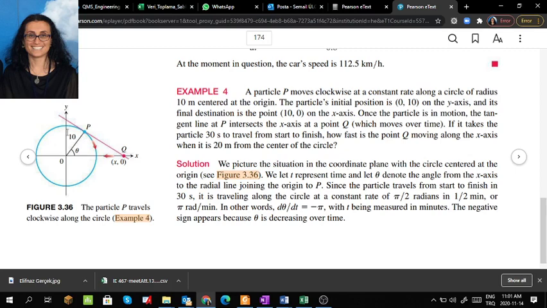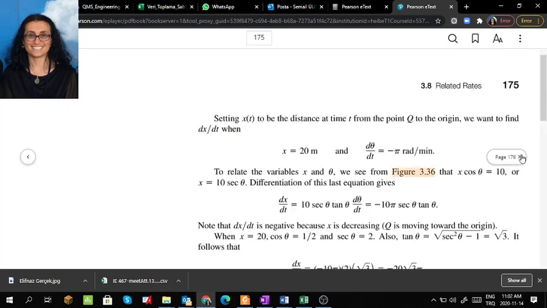Let's do some calculations. For example, we know that in 30 seconds it's going to go through pi over 2 radians, but in 1 minute it's going to go pi radians. So in other words, we can say d theta over dt is negative pi. Because dt is 1 minute, d theta is how many radians it takes to move in 1 minute, which is just pi. So we put a negative in front, because theta is decreasing. Okay, let's move to the next page to write down the relationships.